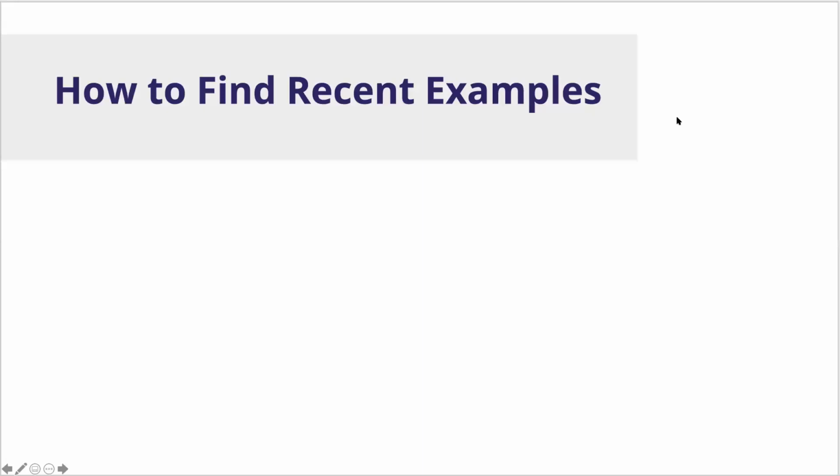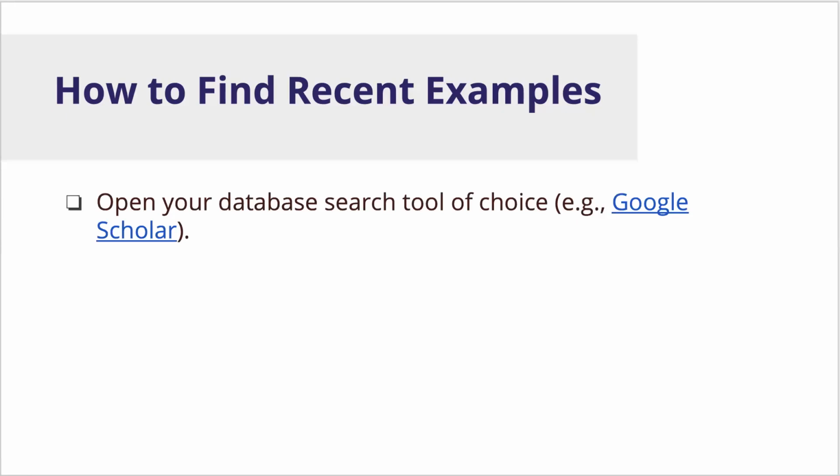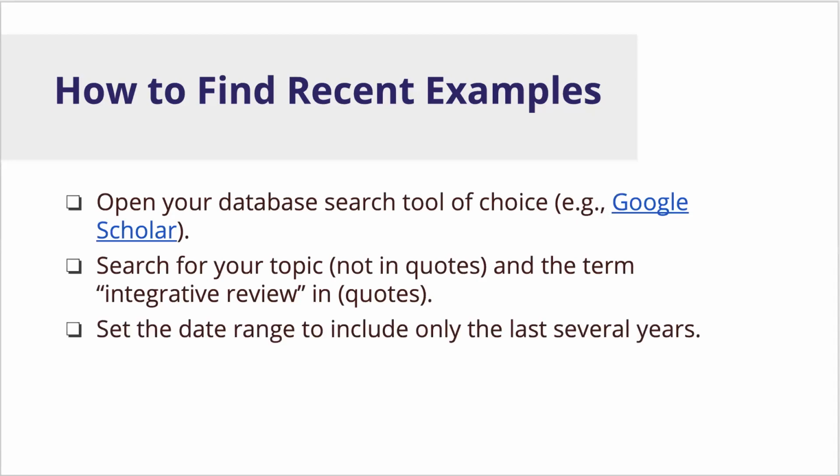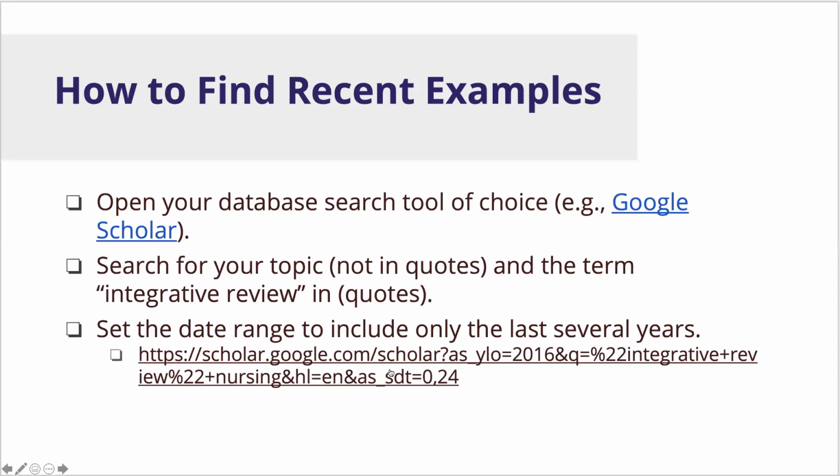If you've never gone searching for an integrative review, it's fairly easy. Open up your database search tool, whether this is the ACU OneSearch or Google Scholar. Go ahead and search for your topic and use the term integrative review in quotes. Give us a date range. Are you only looking at stuff since 2016 or 2019? And you should find some examples pretty quickly.